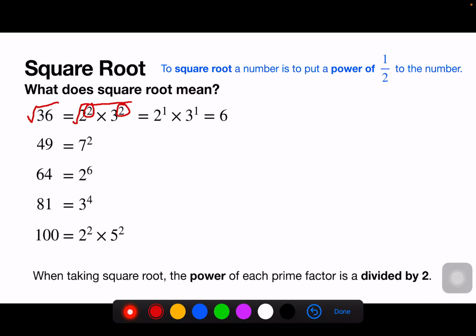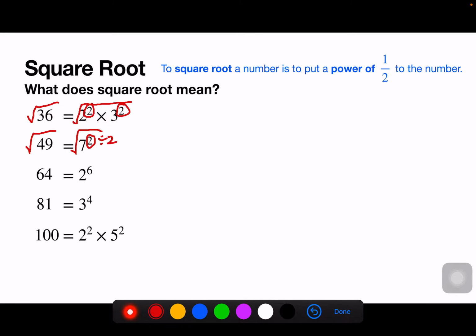Okay, square root of 49 is the same as square root of 7 squared. So again, the power is 2, we're going to divide by 2. You're going to get 7 power of 1, which is 7. Okay, next one.